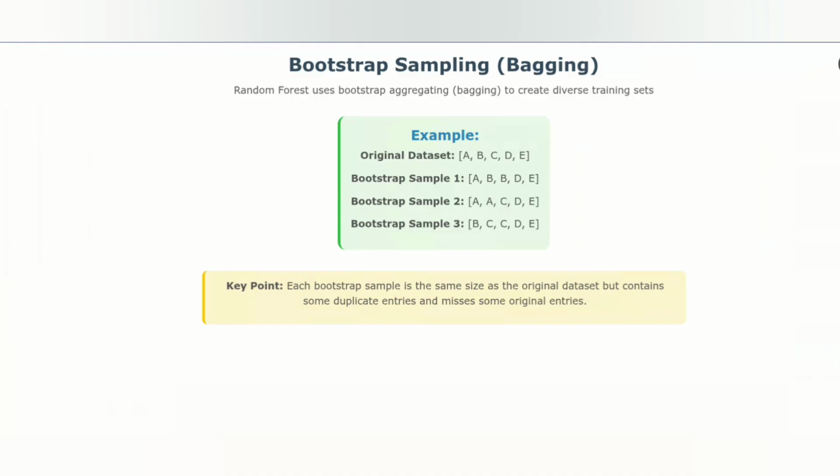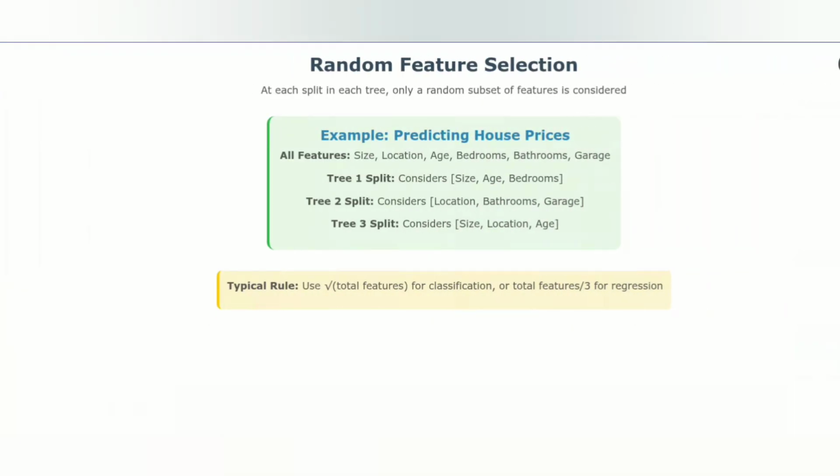Now let's talk about the second source of randomness, feature selection. This is what makes random forest particularly powerful for datasets with many features. Let's say we're predicting house prices and we have 6 features: size, location, age, bedrooms, bathrooms, and garage. In a traditional decision tree, at each split, the algorithm would consider all 6 features and choose the best one. But random forest does something different. At each split in each tree, it randomly selects a subset of features to consider for the split.